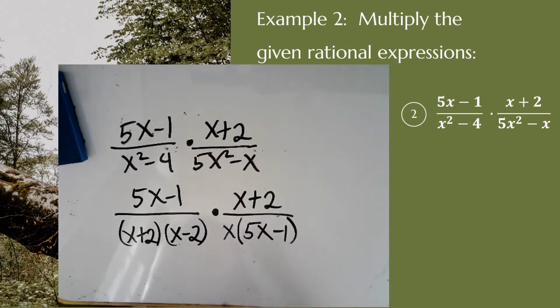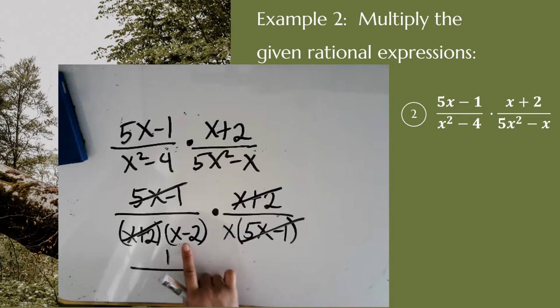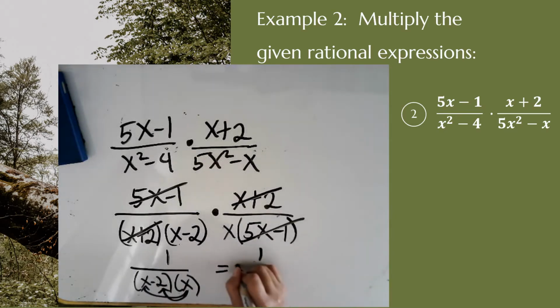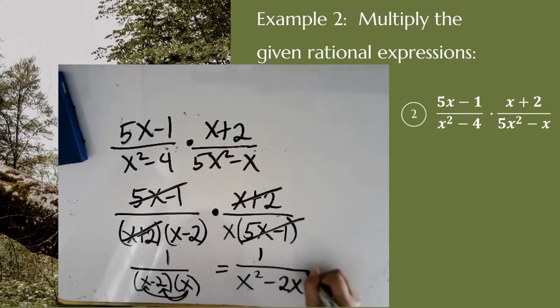Which are those? x plus 2 and 5x minus 1. So we are now left with 1 over x minus 2 and x. So x minus 2 times x. So finally, we will just distribute x to these two terms. Like that. So we'll have 1 over x times x is x squared, and x times negative 2 is negative 2x. So this will be our final answer.